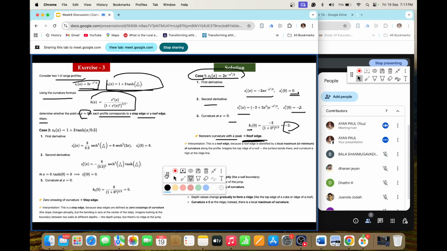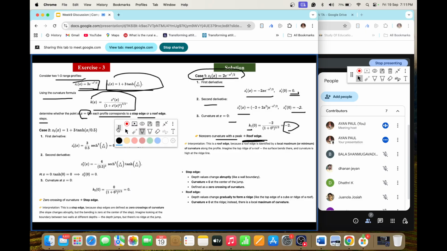So, the interpretation: this is a roof edge, because a roof edge is identified by a local maxima or minima of the curvature along the profile. Imagine the top ridge of a roof: the surface bends there, and the curvature is high at the ridge line. So that is why we can call it a roof edge.